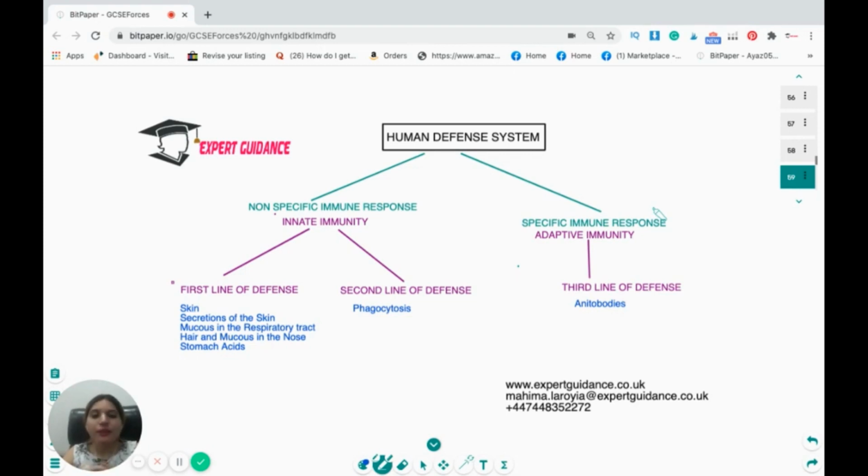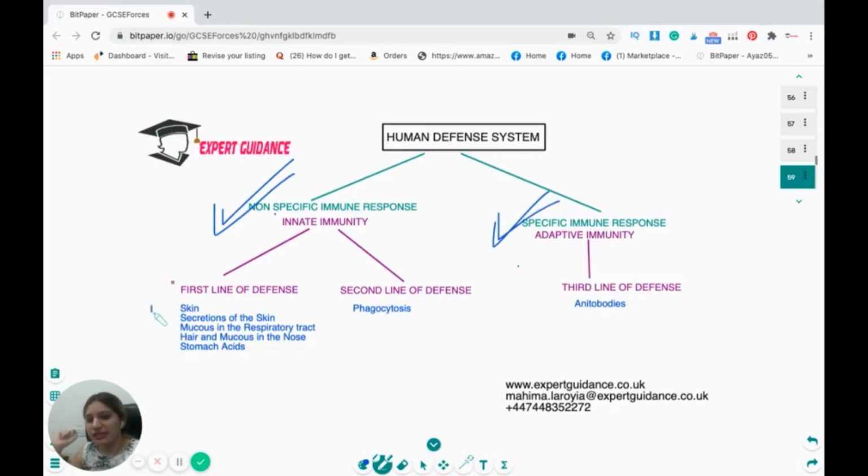It works because humans have their own defense system, and we can classify the defense responses in humans in 2 categories: the non-specific immune response and the specific immune response. Non-specific immune responses, no matter whether the disease is just a small dust particle or a big deadly virus, the first line of defense works the same way.